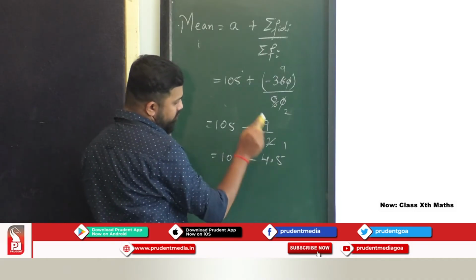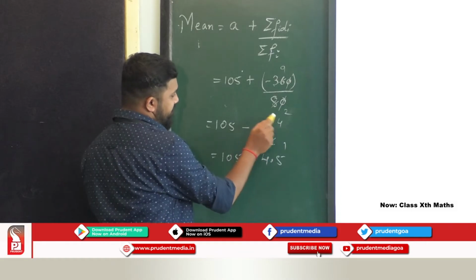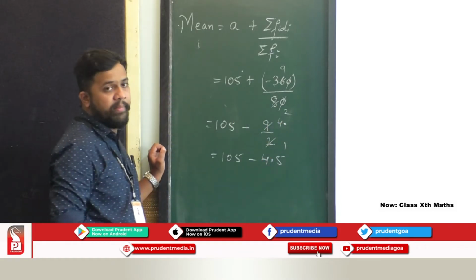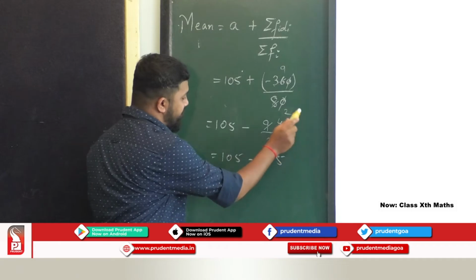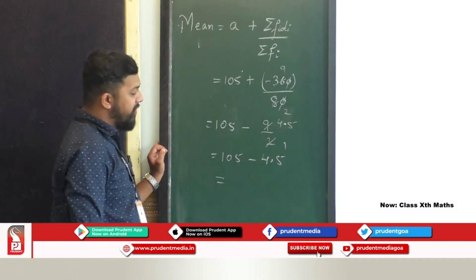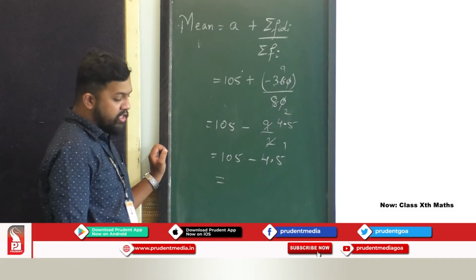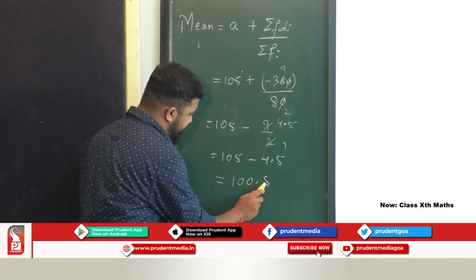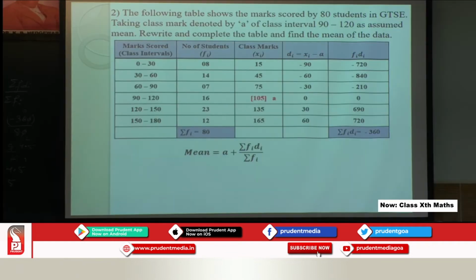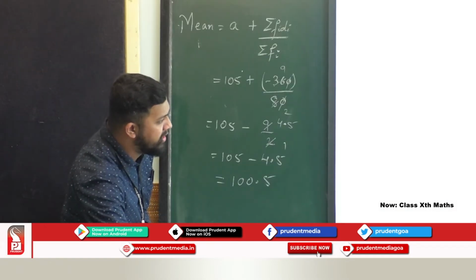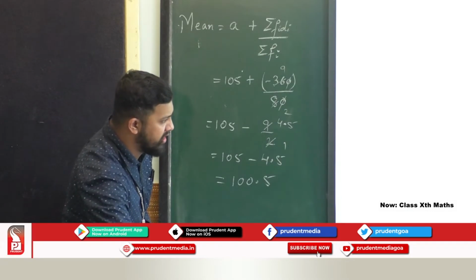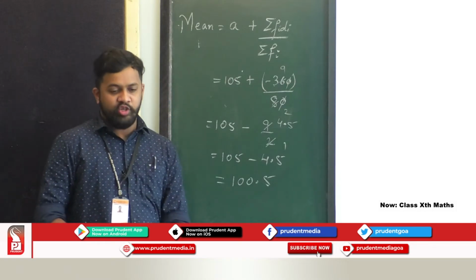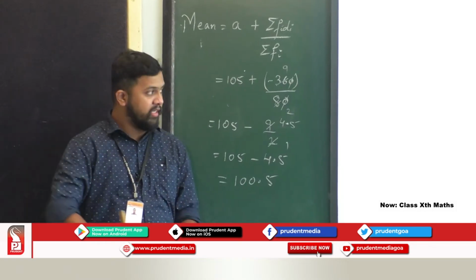See, 2 1s are 2, 2 4s are 8, decimal will come, it became 10, 2 5s are 10. Subtract 105 minus 4.5. So once you subtract, you will get the answer as 100.5. So again, your answer will be lying between the class interval 0 to 180. So this is how to get the mean by using the assume mean method. Hope you are clear with the assume mean method.